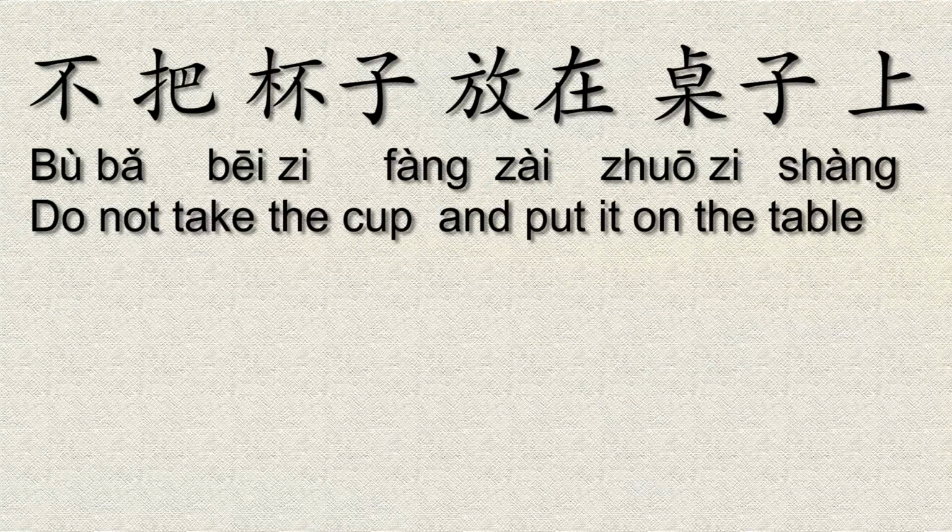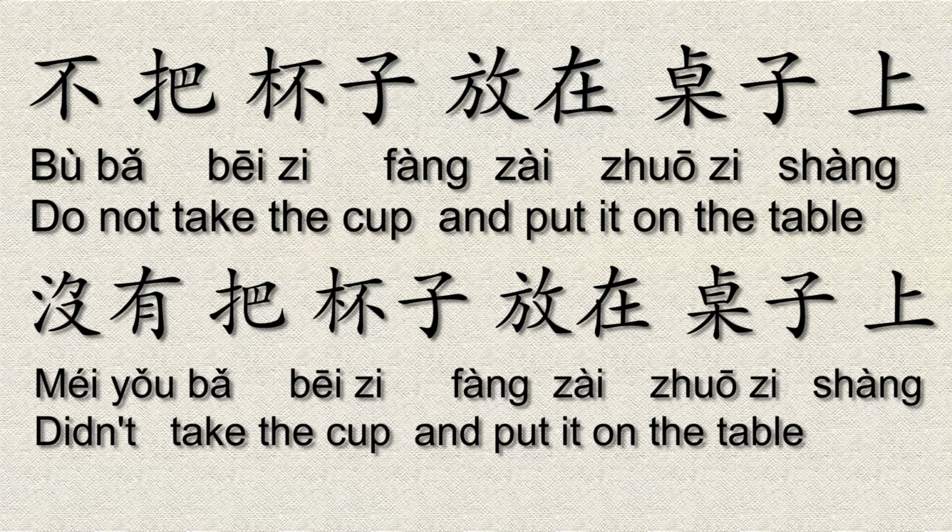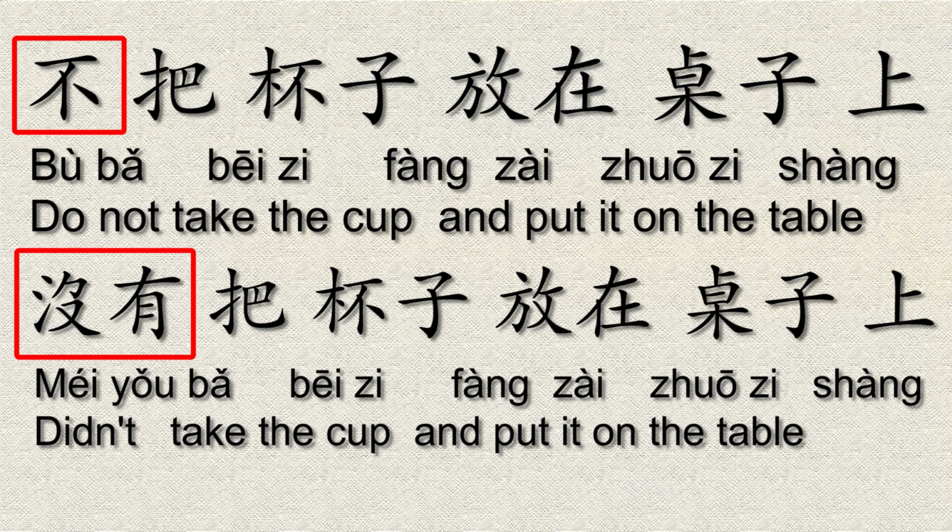Now, 把 can also be used in negative sentences. To change that sentence into negative, you would say 不把杯子放在桌子上. Do not take the cup and put it on the table. And if you were going in past tense, you'd say 没有把杯子放在桌子上. So the negative word comes before the word 把, okay, when you're negating it. So don't take the cup and put it on the table. I didn't take the cup and put it on the table.